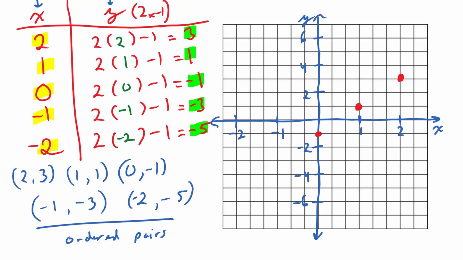Our next ordered pair, minus 1, minus 3. And lastly, we have minus 2, minus 5. So we go over minus 2, down to minus 5, right here.